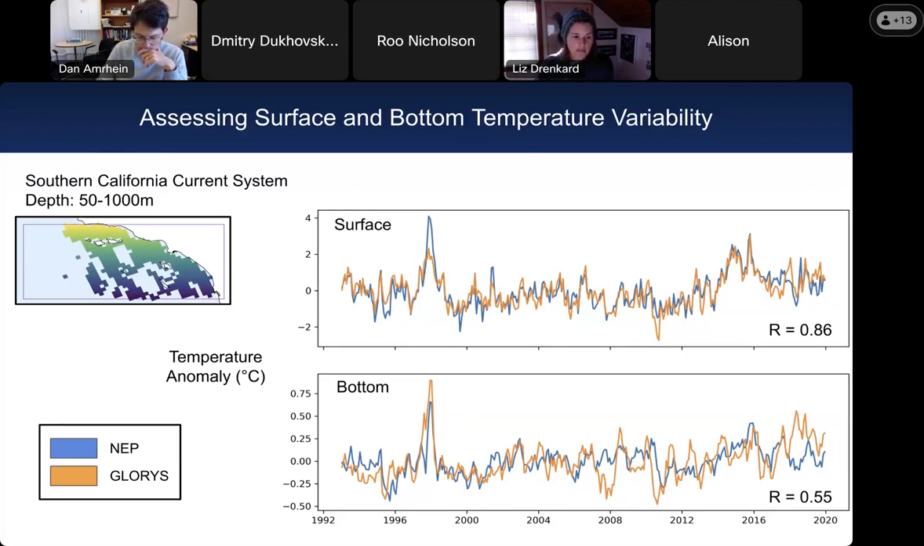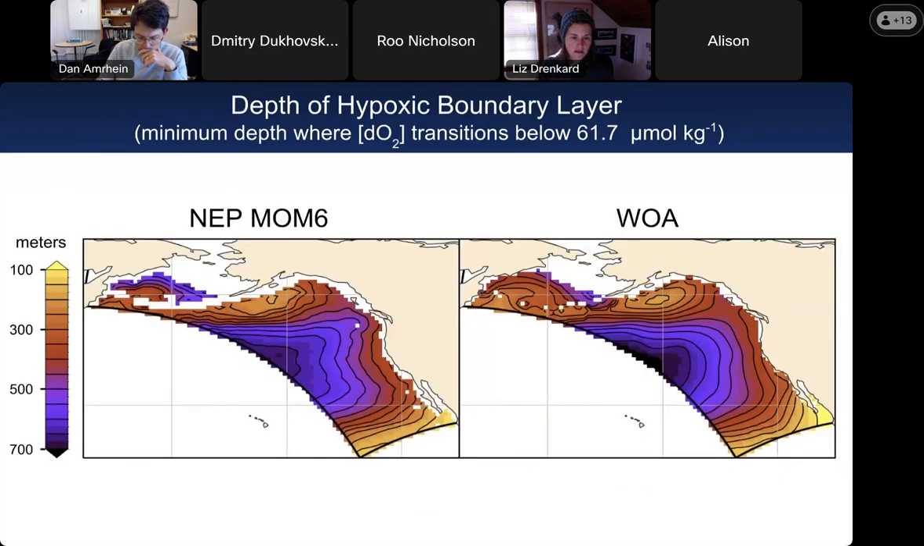So we are keeping that in mind. The last few slides I have look at some more fishery specific metrics that are of interest to us. This is a comparison of the hypoxic boundary layer. This is the depth layer at which we think it might have biological significance to organisms. It's where the concentration of oxygen transitions from above 61.7 to below 61.7 micromoles per kilogram.